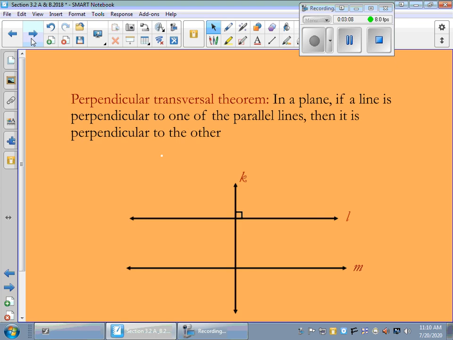Now, when we talk about perpendicular lines, we bring in a new thought process. Perpendicular transversal theorem: in a plane, if a line is perpendicular to one of the parallel lines, then it is perpendicular to the other. First of all, line L and line M are parallel, so we would have to give you that they're parallel. If one of them, you can see the right angle right here, so K is perpendicular to L, therefore it is also perpendicular to M. That just tells you that we have the same concept going on with both lines.